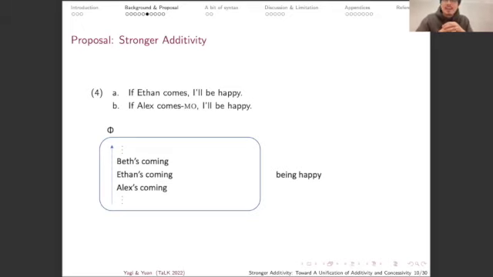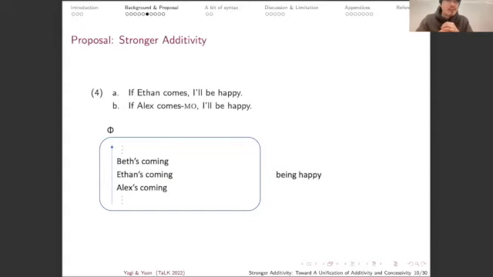Now, since this alternative set makes the consequent scale upward monotonic, the utterance "if Ethan comes, I'll be happy" makes an inference to "if phi comes, I'll be happy," for any phi which is ranked higher in this alternative set. So "if Ethan comes, I'll be happy" makes an inference to "if Beth comes, I'll be happy."